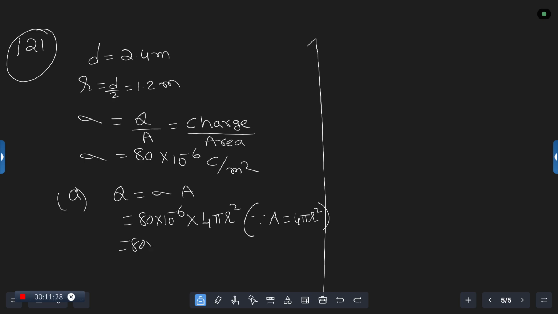So 80 into 10 power minus 6, into 4 into pi, into r square, 1.2 whole square. So you will get 8 into 10 power minus 5 into 4 into 3.14 into 1.44. 1.2 whole square: 12 square is 144, so 1.2 whole square is 1.44. Calculate. So Q equals, calculate that answer.